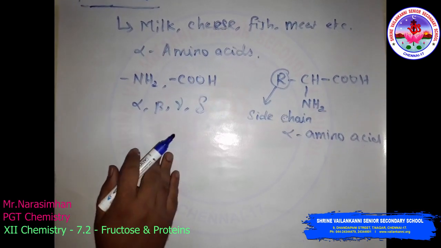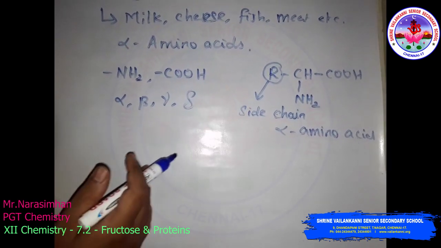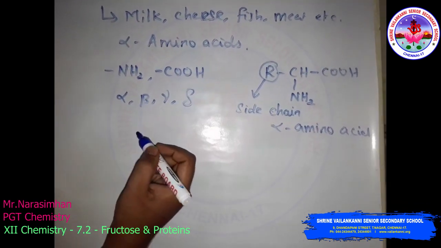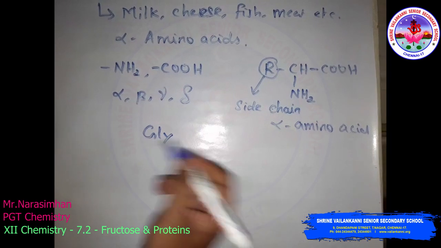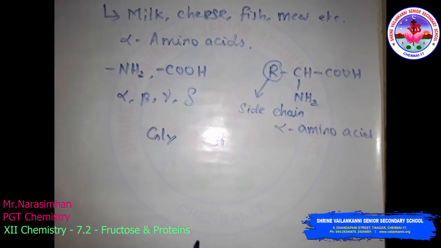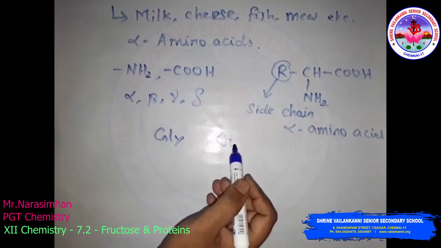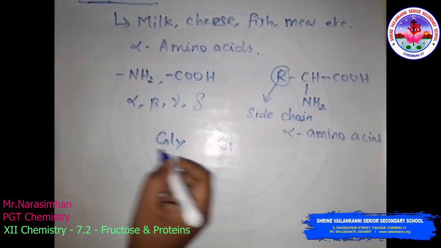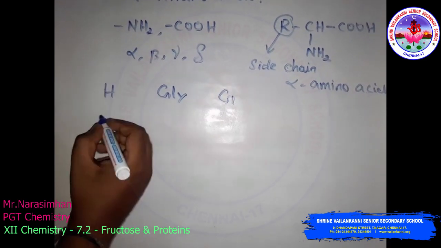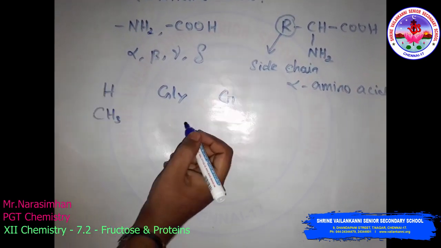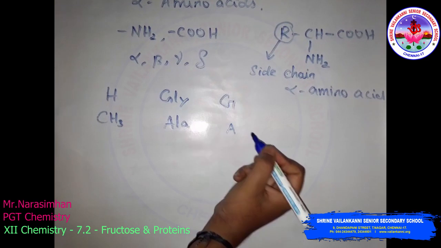or its source. Here glycine is sweet in taste. Amino acids are generally represented by three letters, like glycine is simply GLY. The one letter code is simply G. Then alanine, the characteristic of the side chain: for glycine the side chain is hydrogen, and for alanine the side chain is CH3, and the three letter symbol is ALA, the one letter symbol is A.